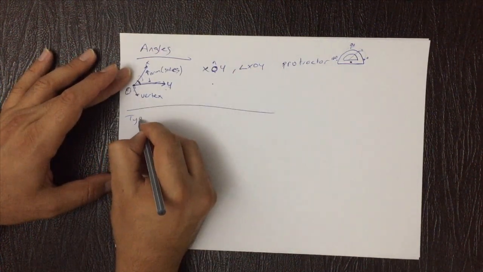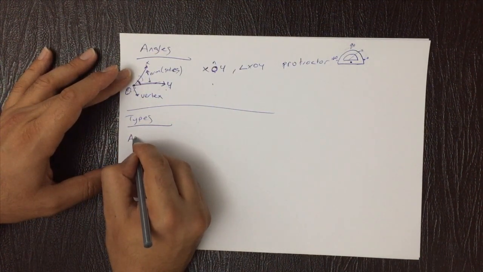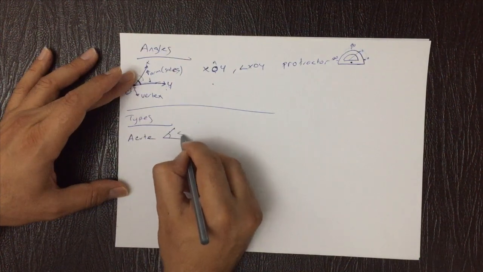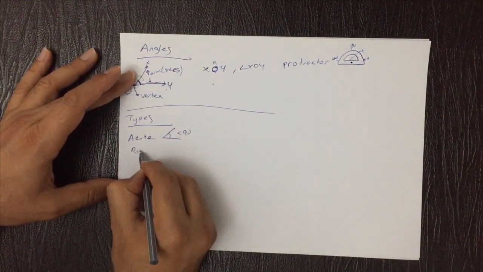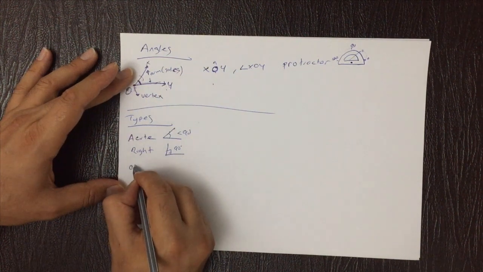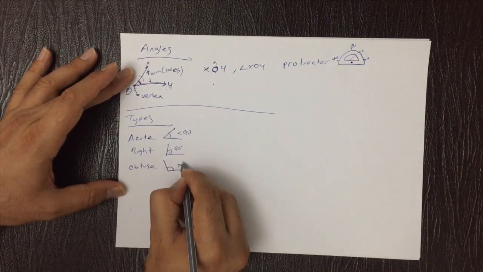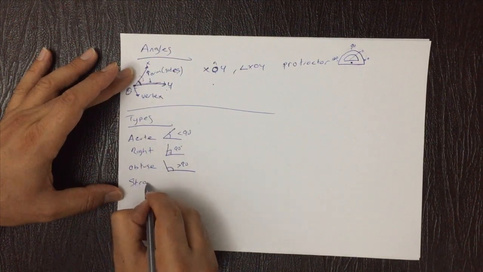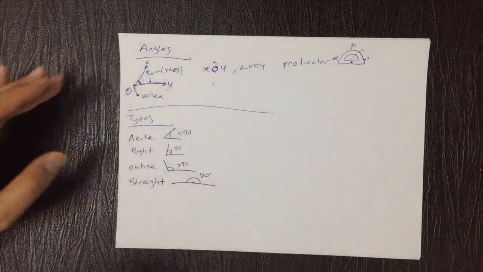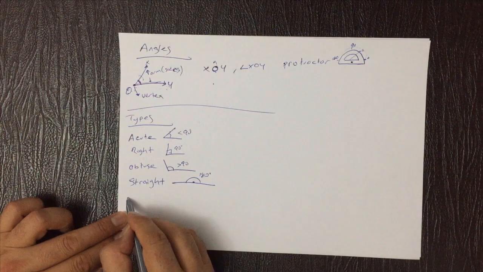Okay, types of the angles. One is acute. So how was it? It was smaller than 90 degrees. And the other one is right. So it is just 90 degrees directly. Then obtuse. Okay, so this is greater than 90 degrees. Then straight. It is straight, directly 180. Okay, these are the types of the angles.